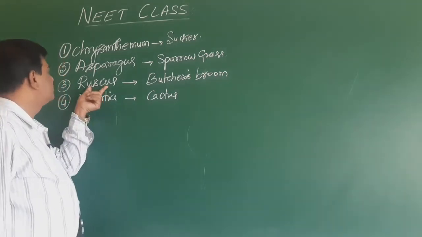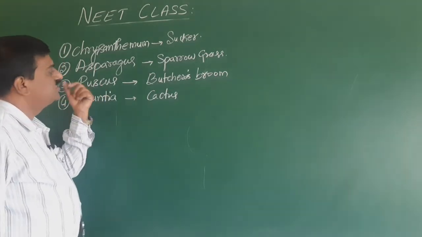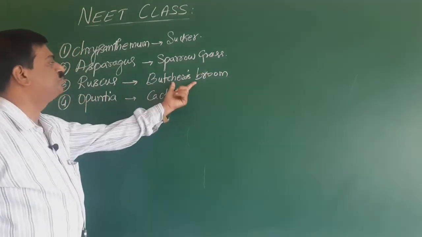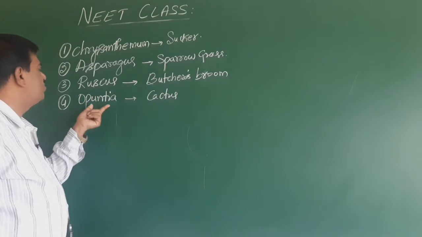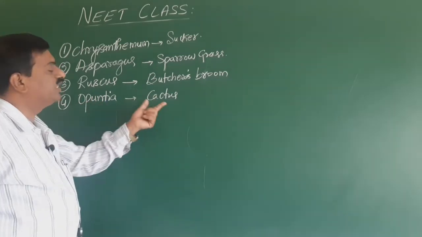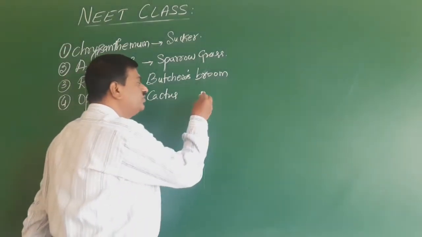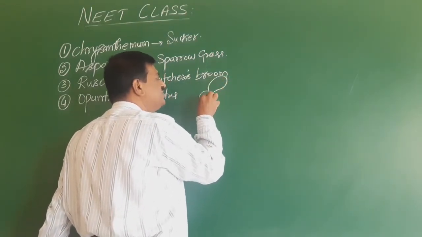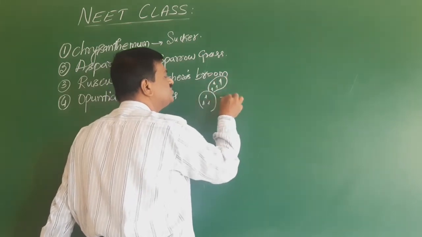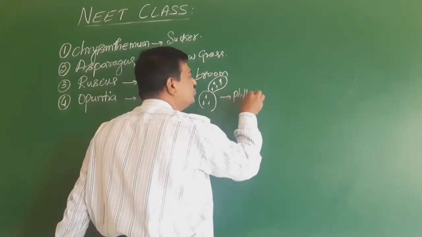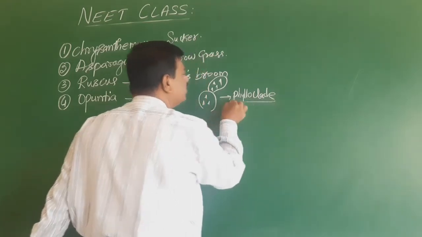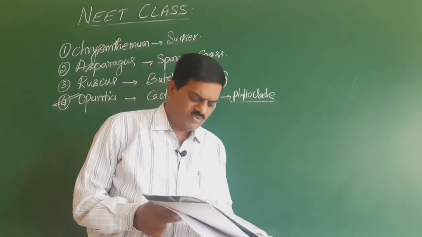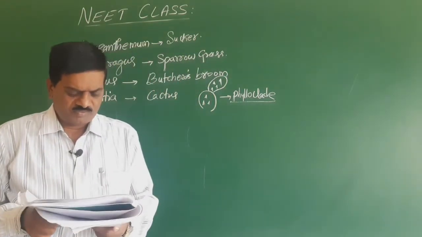The third option is Ruscus. It is called butcher's broom. And the fourth one is Opuntia, called cactus. Here, the stems are usually flattened, which has the presence of spiny structures, and hence this is called phylloclade. So, the right answer for this is Opuntia. That is the right answer. So, we go for the next question.